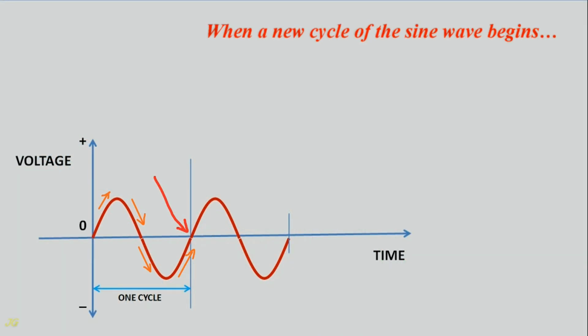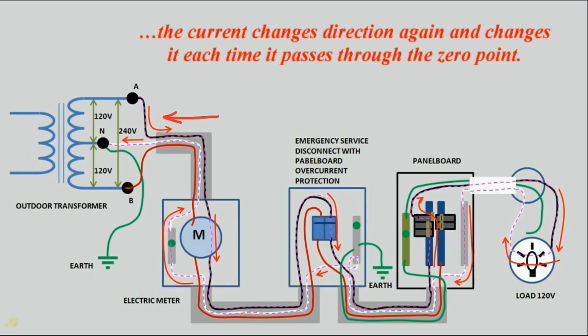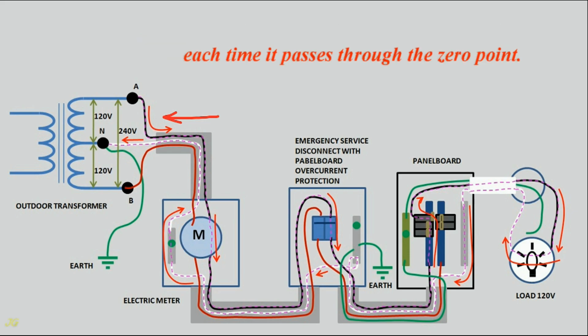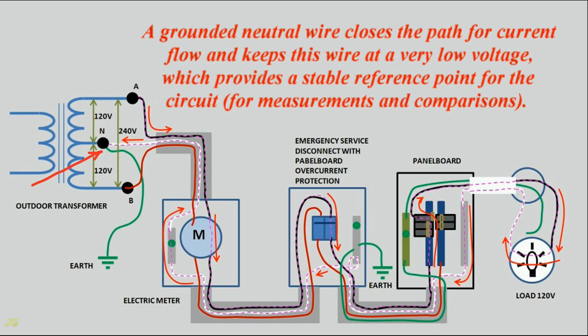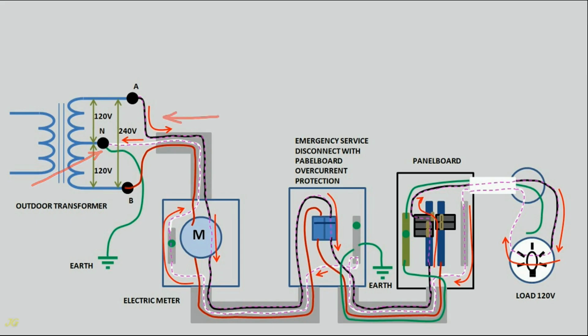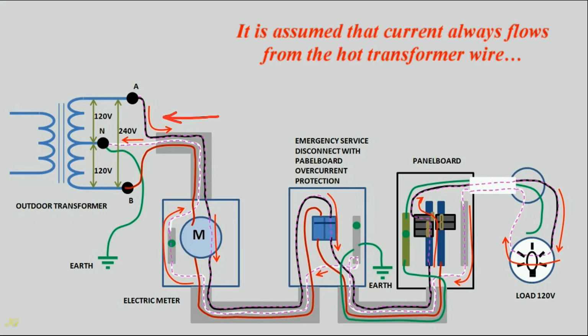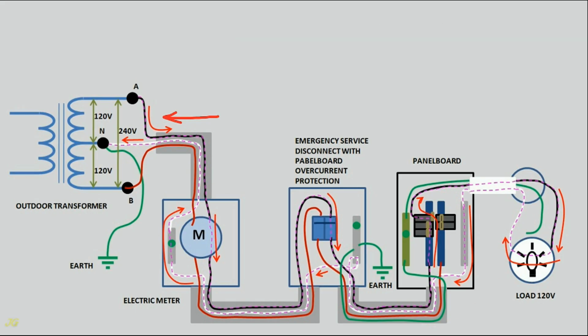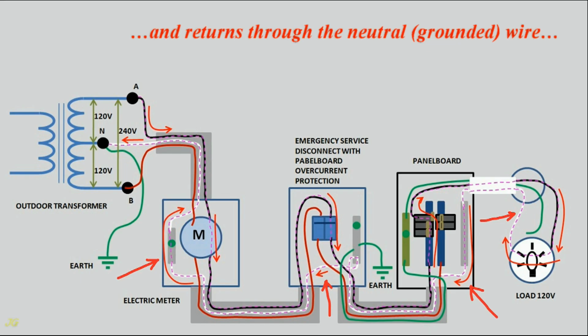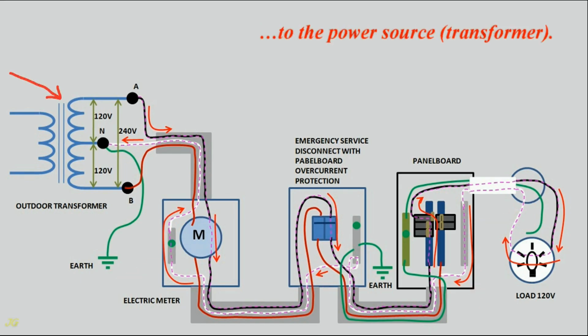When a new cycle of the sine wave begins, the current changes direction again, and changes it each time it passes through the 0 point. A grounded neutral wire closes the path for current flow and keeps this wire at a very low voltage, which provides a stable reference point for the circuit, for measurements and comparisons. It is assumed that current always flows from the hot transformer wire to the load and returns through the neutral, grounded, wire to the power source, the transformer.